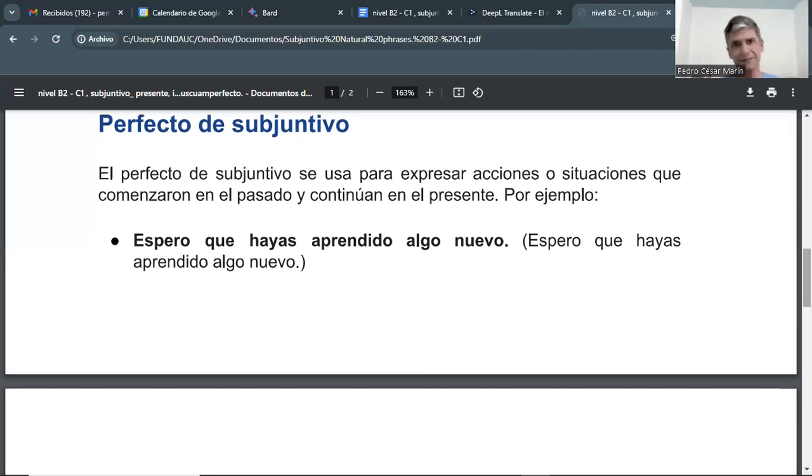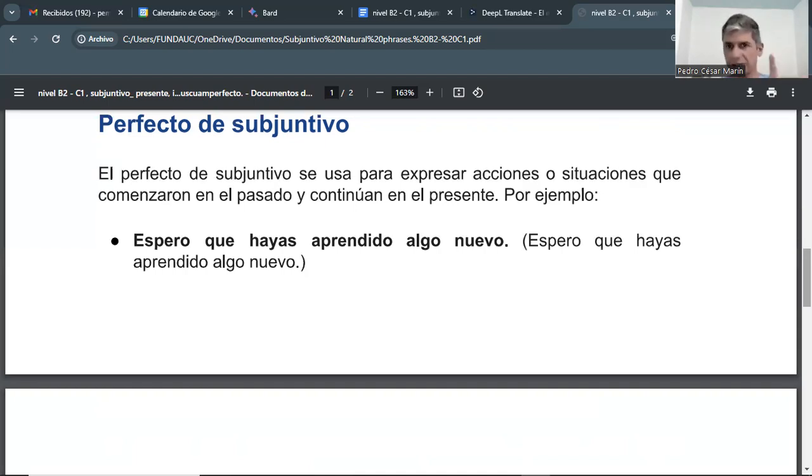Perfecto de subjuntivo. This tense is literally the translation for the present perfect. I have studied Spanish. Yo he estudiado español. But now, in a not completed idea, or maybe showing my emotions. Espero que.